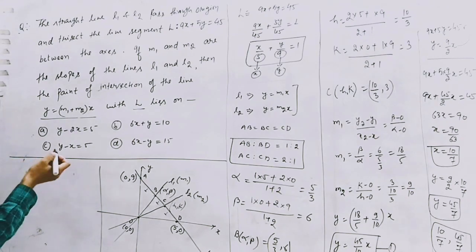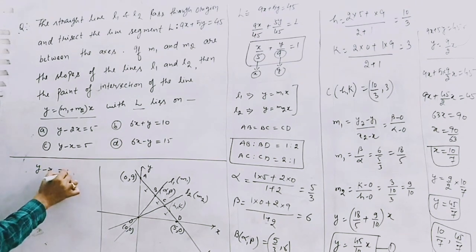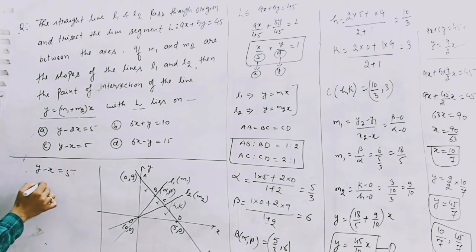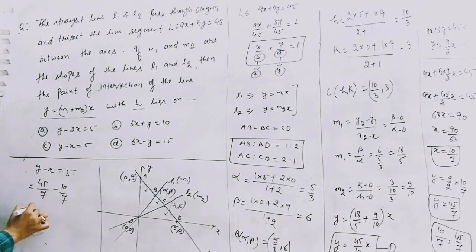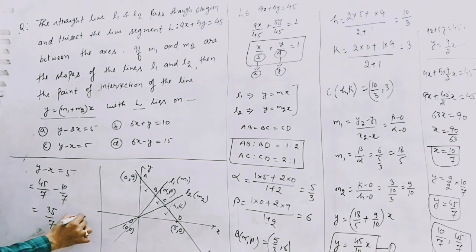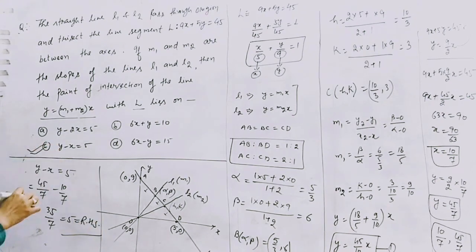Since I already know the answer, I am putting this in option C, which is y minus x is equal to 5. So y minus x is 45 upon 7 minus 10 upon 7. So this will generate 35 upon 7, which is 5. So option C is the correct answer.